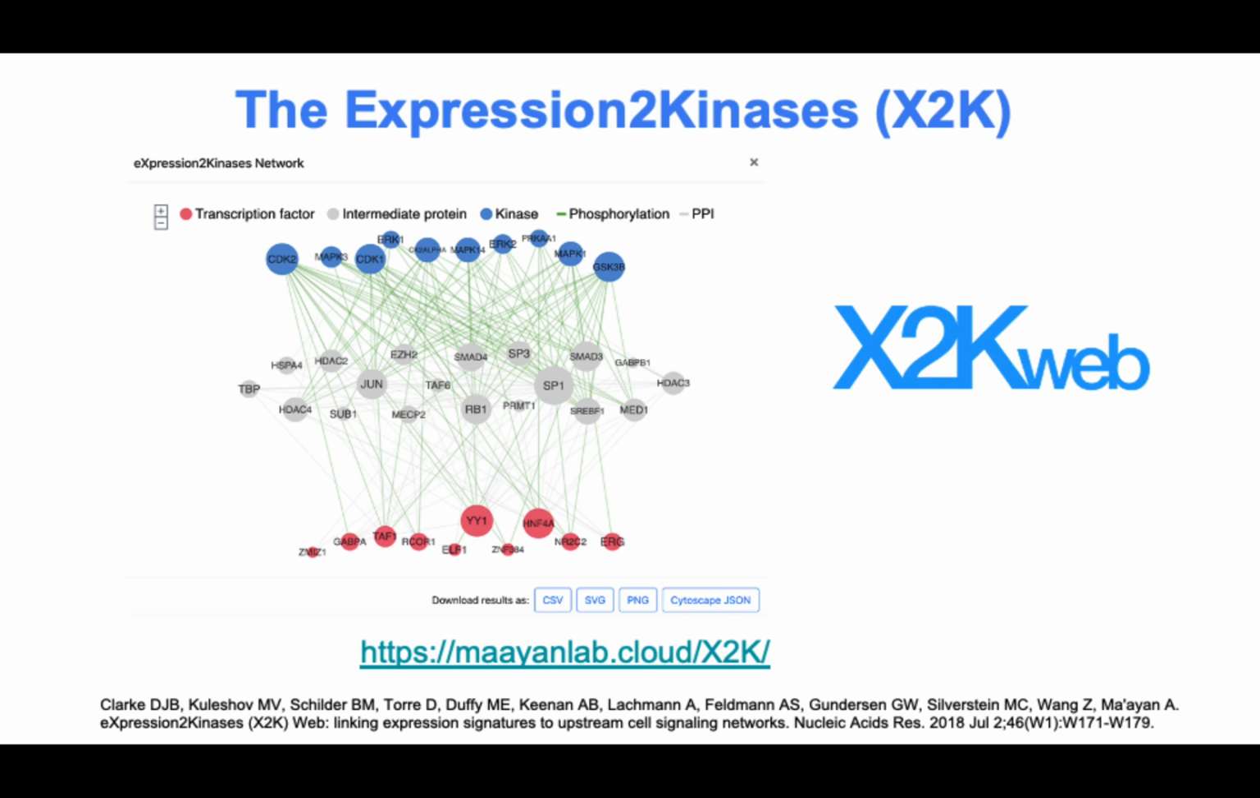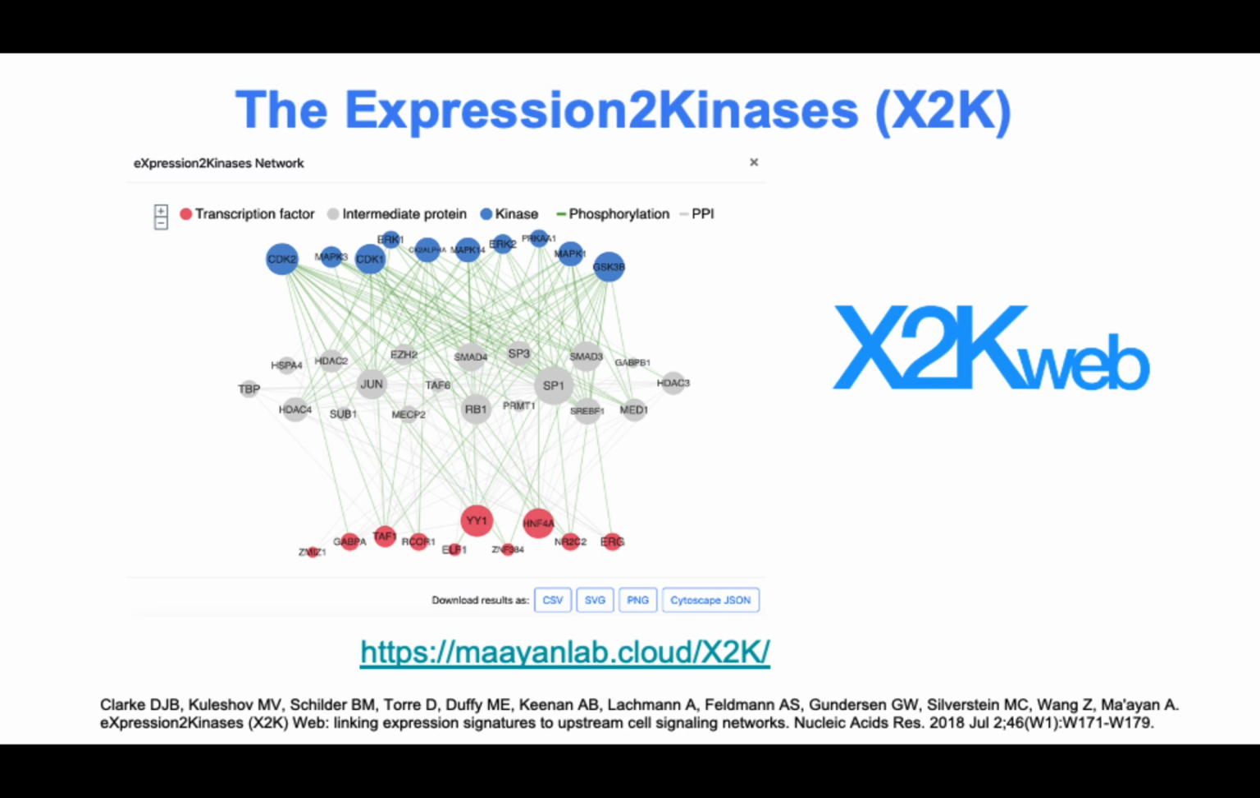So another related tool and algorithm is called expression to kinases, or X2K. This infers cell signaling pathways from RNA-seq data. This is done through looking at differentially expressed genes from RNA-seq and enriching for transcription factors with ChEA3. And then inferring intermediates through protein-protein interactions from those transcription factors. And then finally using those intermediates and transcription factors to enrich for kinases that are most likely regulating that group. So in the end here, we get these inferred cell signaling pathways.